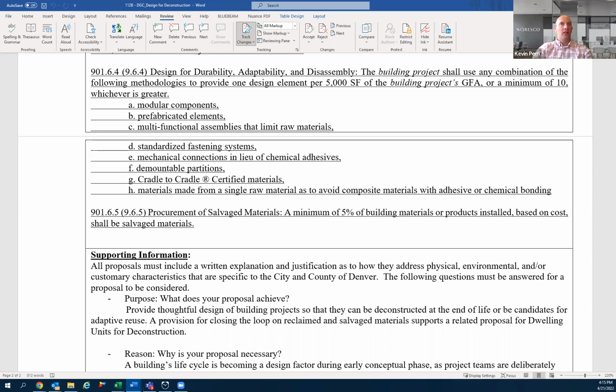The next question comes from Cheryl. She usually types this in given her situation, so I'll read it. In regard to 9.6.4, how exactly will compliance be judged or qualified? Who decides what does or doesn't qualify as a prefabricated element? What is the definition of standardized fastening systems? These are just two examples, but I see ambiguity within the majority of the criteria, A through H. How do we provide more clarity to the requirement?